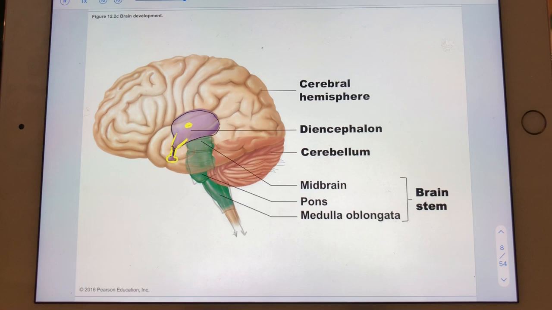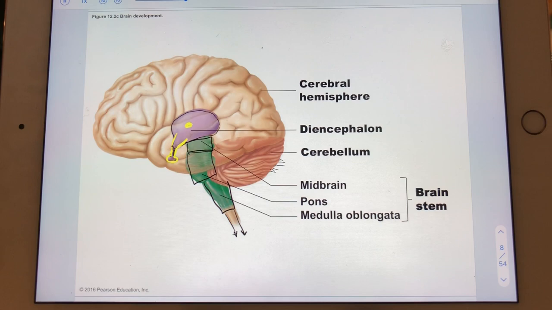Diencephalon. All right, this extra highly folded region back here, there's your cerebellum, and then this is midbrain, this is pons, this is medulla, and who's this guy? Yeah, that's your spinal cord. Good.